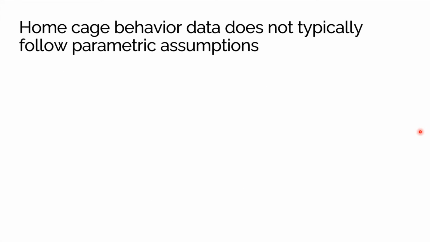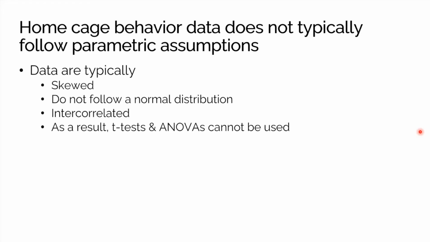And lastly, with regards to data analysis, home cage behavior does not typically follow parametric assumptions. The t-test and ANOVA, which I think 80% of non-biostatisticians are used to using, are actually parametric tests. The data coming out of home cage behavior are typically skewed, do not follow a normal distribution, and are intercorrelated, which are the three assumptions used for t-test and ANOVA. Therefore, you will actually violate the assumptions if you were to use such tests.